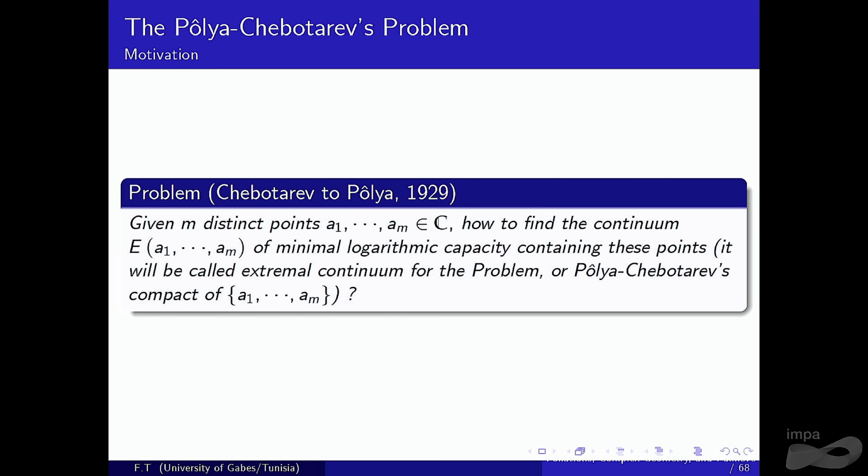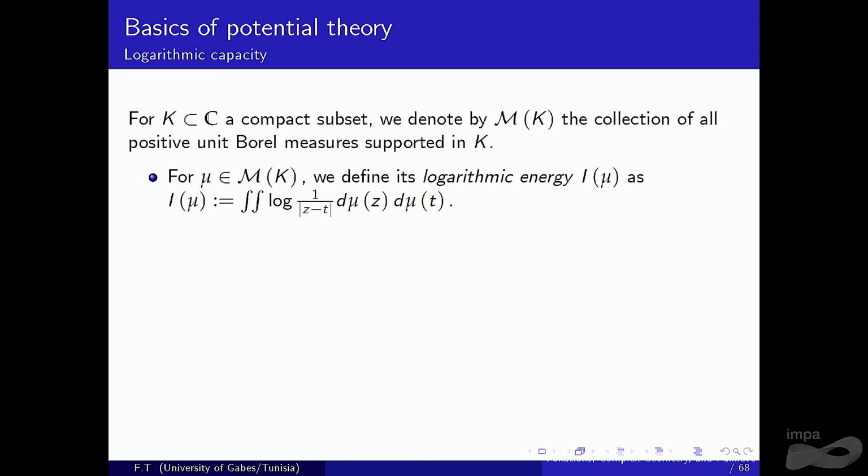In 1929, Chebotarev sent a letter to Polya asking him the following simplified question. Given m distinct points from the complex plane or even the sphere, find a continuum, a connected compact subset, with minimal logarithmic capacity containing these points. So this is the so-called Foliations problem. So maybe, what is logarithmic capacity? Here are some basics from potential theory.